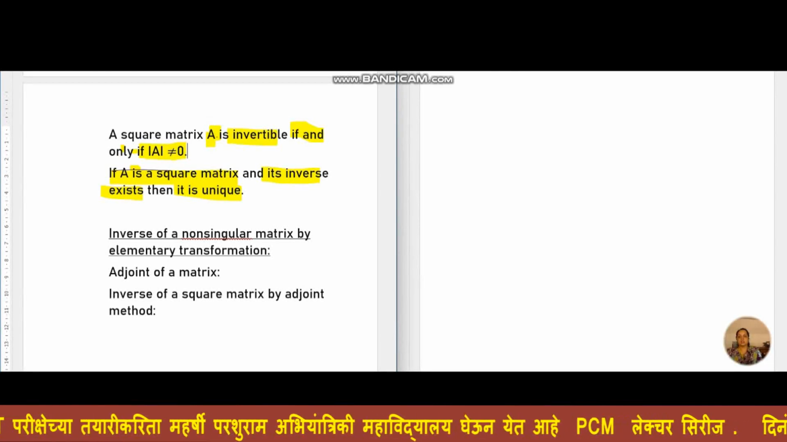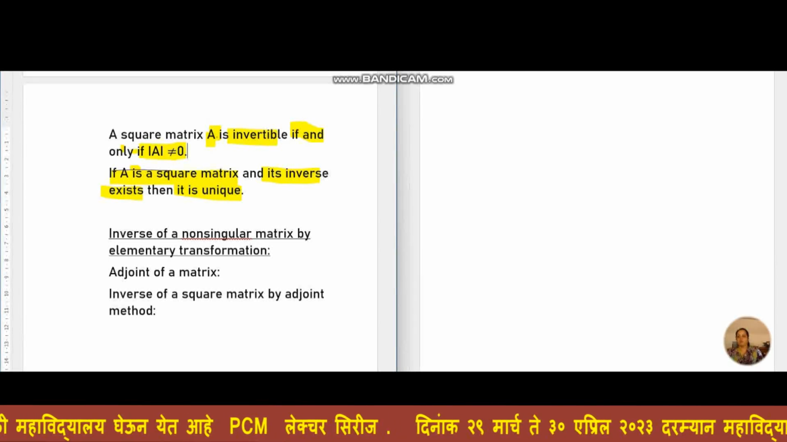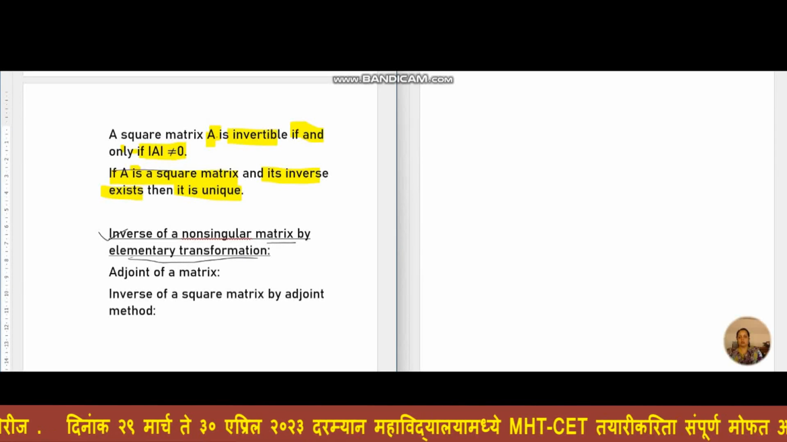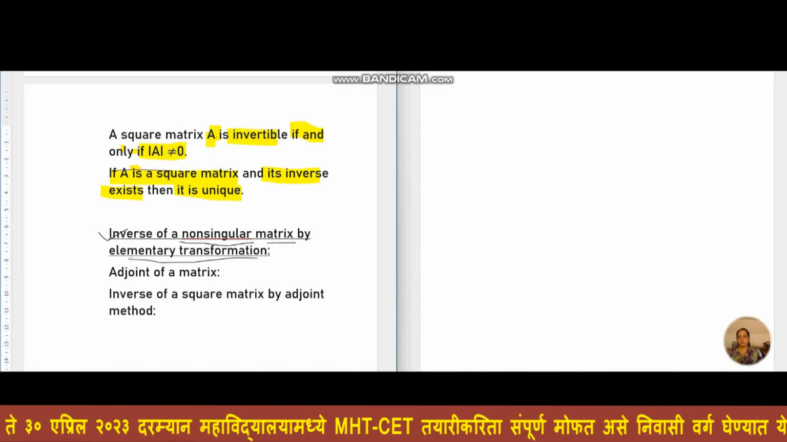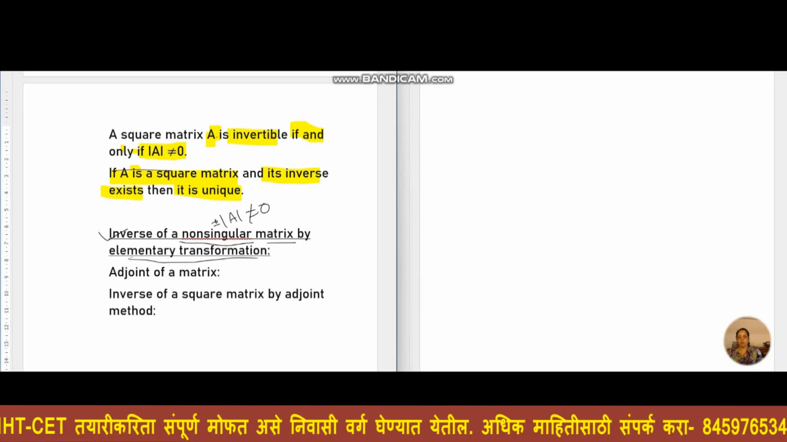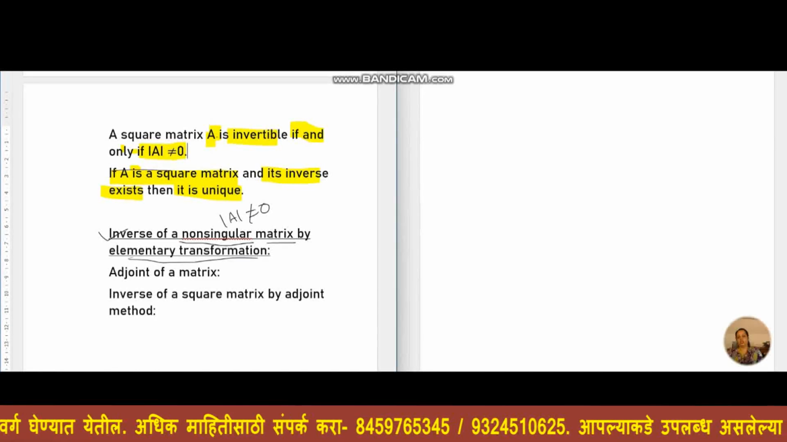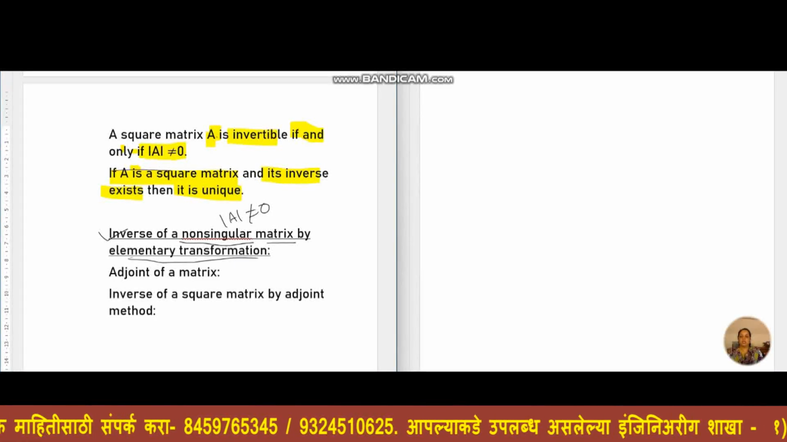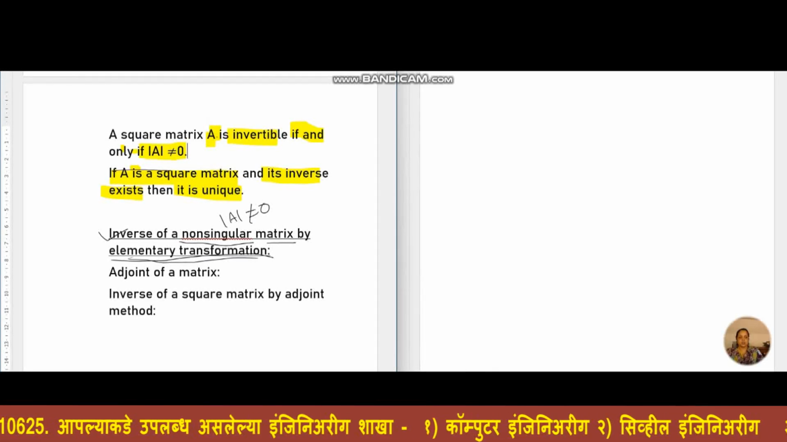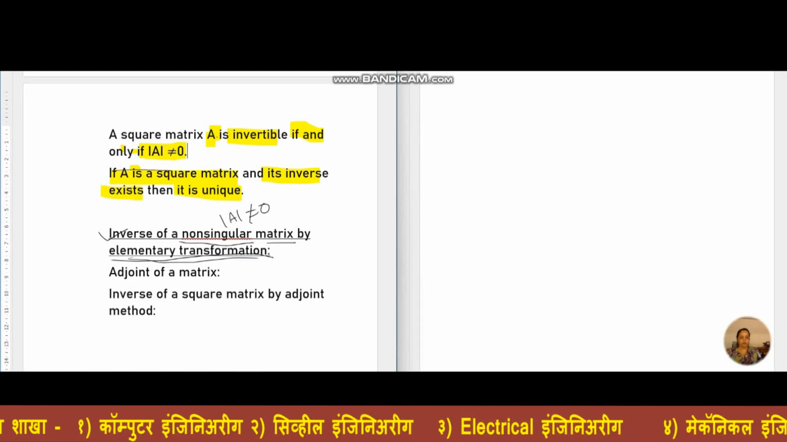Now we discuss two methods for calculating the inverse of a matrix. The first method is the inverse of a non-singular matrix by elementary transformation. What do you mean by non-singular? A non-singular matrix means its determinant is not equal to 0. A matrix whose determinant is non-zero is called a non-singular matrix. So the first method is by elementary transformation. We will discuss this method. First of all, we discuss one problem.